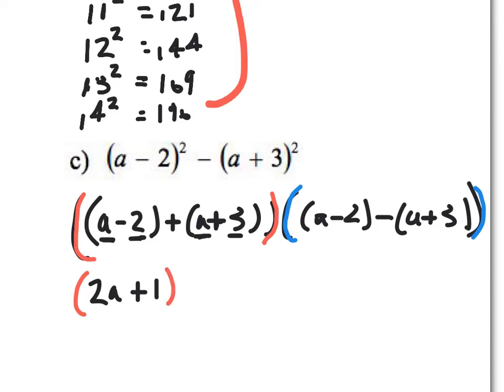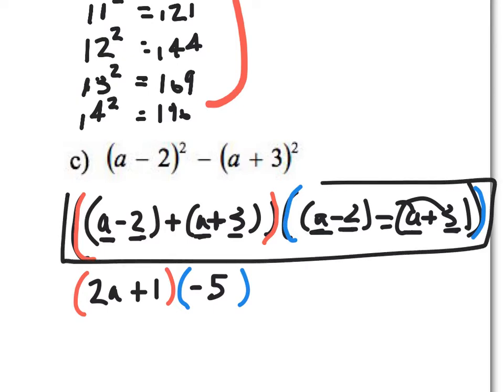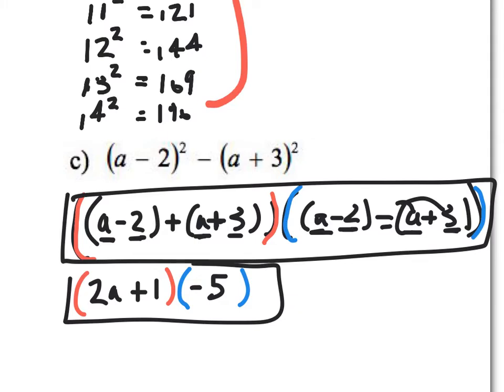Then times this part here, I need to distribute the negative, so it's going to be minus a minus 3. So a minus a is going to add to 0, and then I've got negative 2 minus 3, which gives me negative 5. So I'm really just going to multiply this by negative 5. And that's it. Either one of these would be appropriate as answers. It doesn't really matter, I'm just showing both.